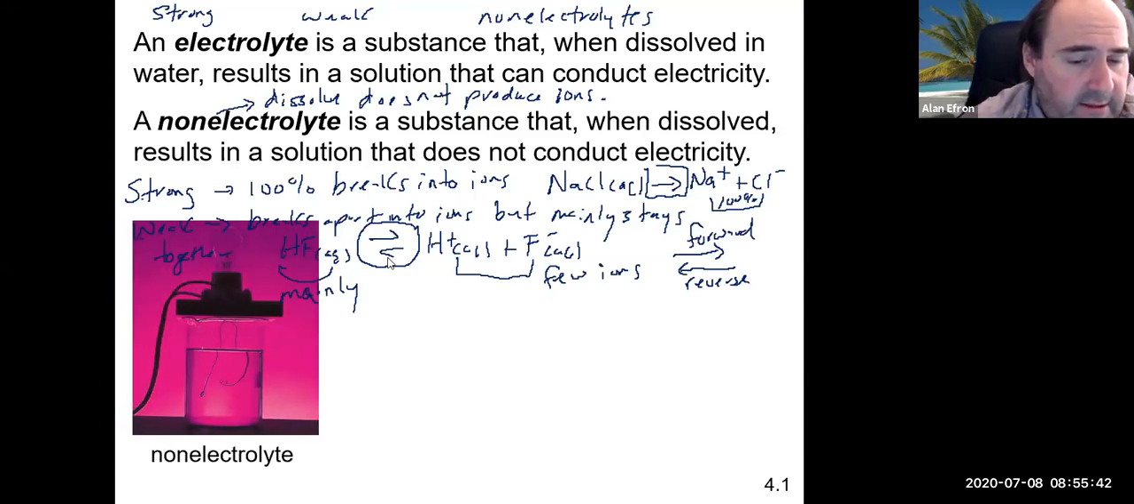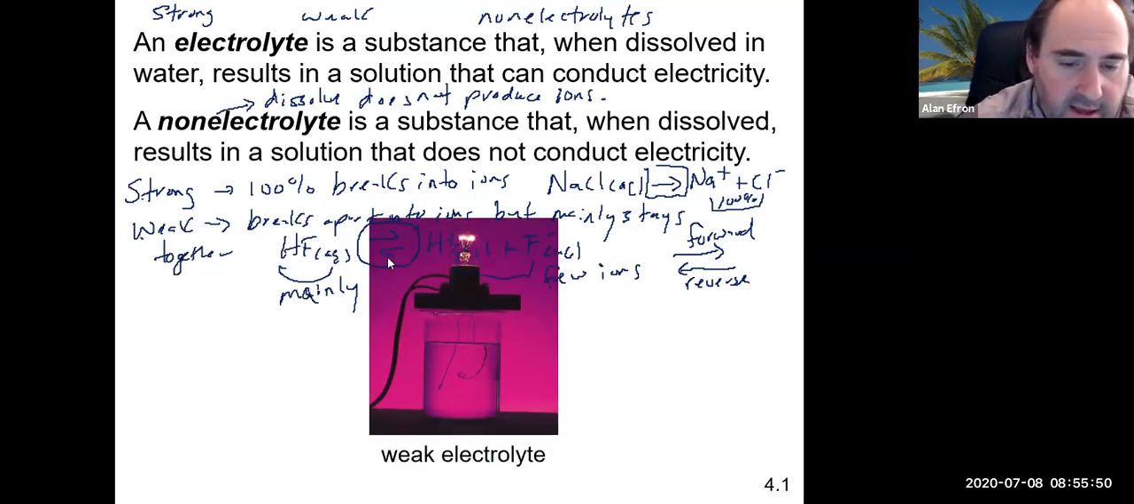That's what a non-electrolyte would look like: a light bulb hooked up to some electrodes in a non-electrolyte solution, and you can see the light bulb does not go on. If we put it in a weak electrolyte solution like our HF here, you can see the light bulb comes on and it's kind of dim, but it's still able to come on, because in that situation it's still able to produce a little bit of ions, but mainly stays together.